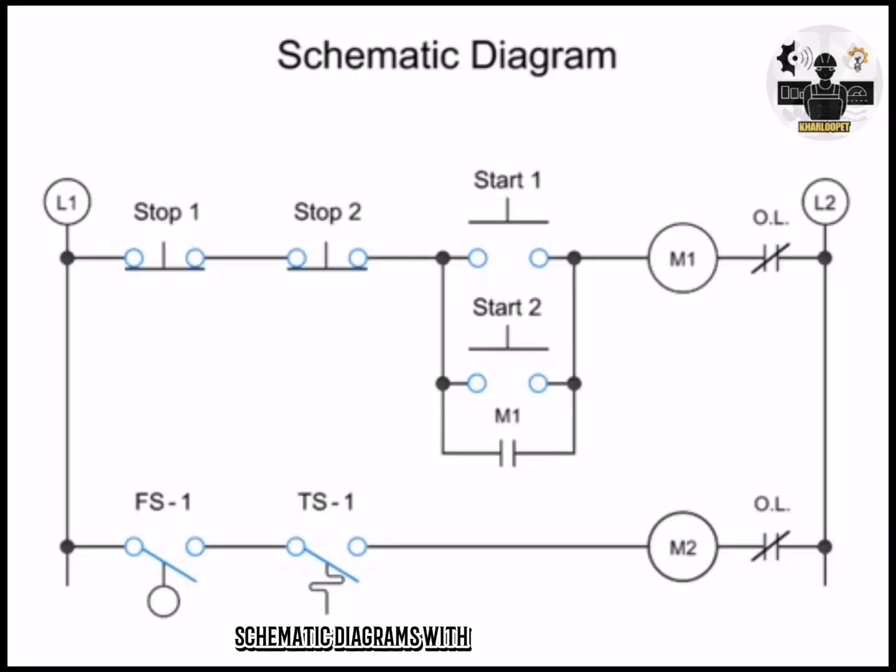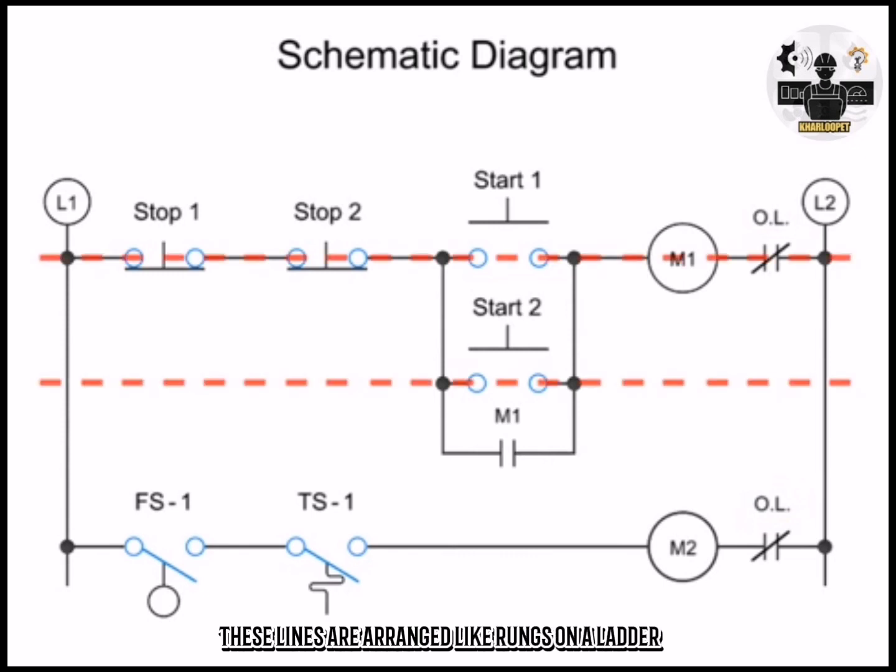Schematic diagrams with graphical symbols are used to show the electrical connections and functions of a specific circuit. This line or ladder diagram shows various electrical components interconnected by lines. These lines are arranged like rungs on a ladder.